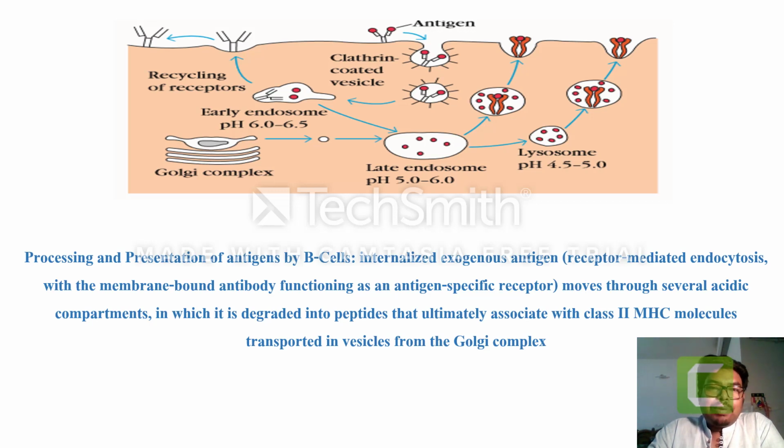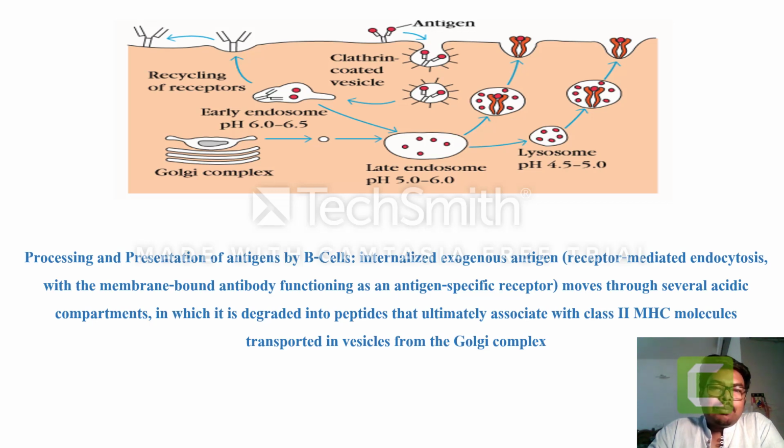After binding with the antigen, this pit pinches in, forming a clathrin coated vesicle, which fuses with early endosomes, where the processing of antigen is done. A portion of the early endosome may again detach from this larger endosomal compartment and be utilized for recycling of the surface receptors.